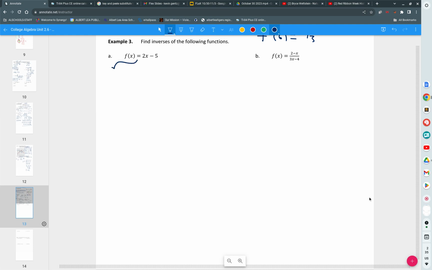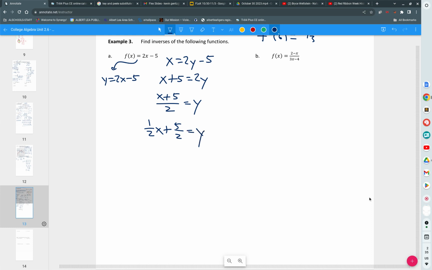So notice that this is like y is equal to 2x minus 5. In order to find the inverse, we flip the x and the y values. And this becomes x is equal to 2y minus 5. All we do is swap the x and the y's, and then we solve for y. I add 5 and get x plus 5 is equal to 2y. And I divide by 2, and I get (x plus 5) divided by 2 is equal to y. If you would like to write that as 1/2 x plus 5 halves is equal to y, you're okay as well. Either way is just fine.